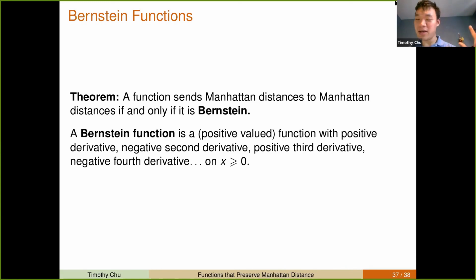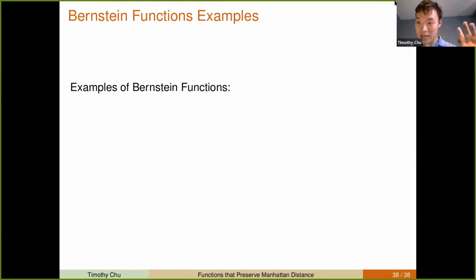Well, it's a positive valued, or non-negatively valued, function whose derivative is positive or 0, its second derivative is negative or 0, third derivative is positive or 0, and so forth. And this is all on positively valued x's. Let me just give you an example of a Bernstein function, because I think the abstract definition isn't great. Can anyone think of examples besides x to the 2/3? I just want a function whose first derivative is positive, second derivative is negative, third derivative is positive, and so forth when I input positive numbers.